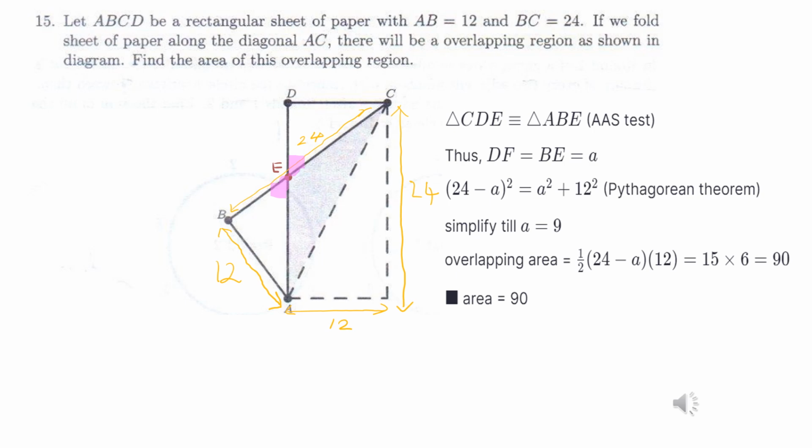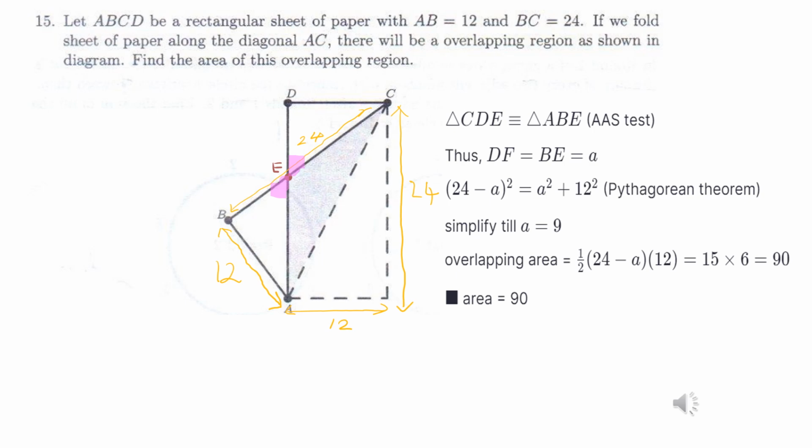Now we can zoom in on the right-angled triangle, where (24 minus A) all squared is equal to A squared plus 12 squared. Why? Pythagorean theorem of a right-angled triangle. Now we can slowly solve this to get A is equal to 9.